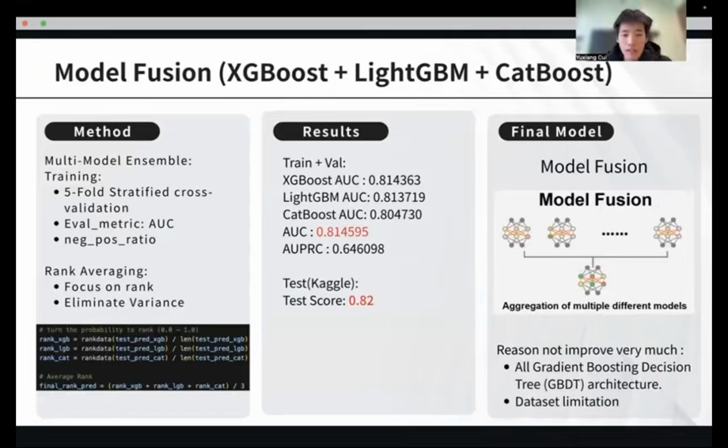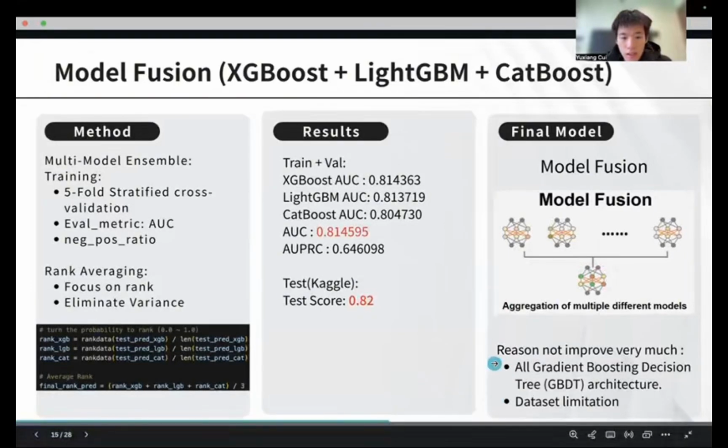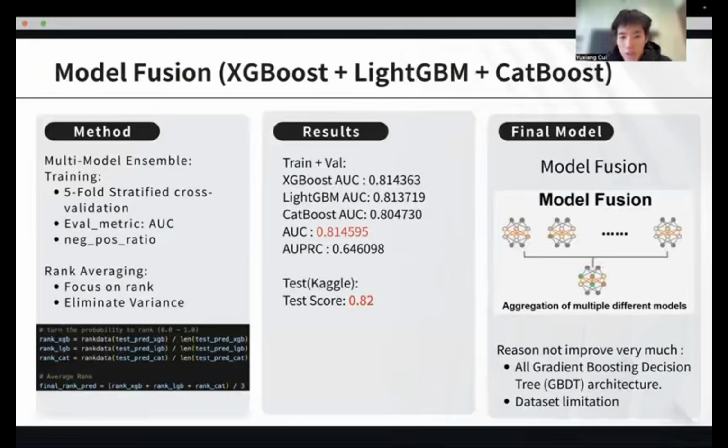And we can see that the results have only little improvement. The potential reason is that they are all gradient boosting decision tree architectures. They tend to share similar decision boundaries and error patterns.